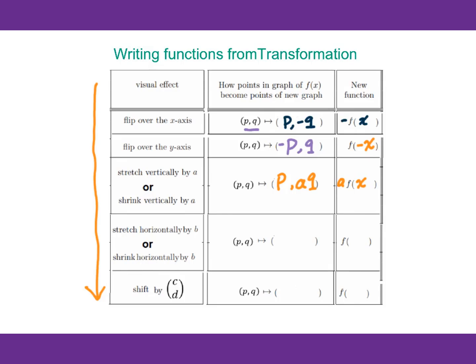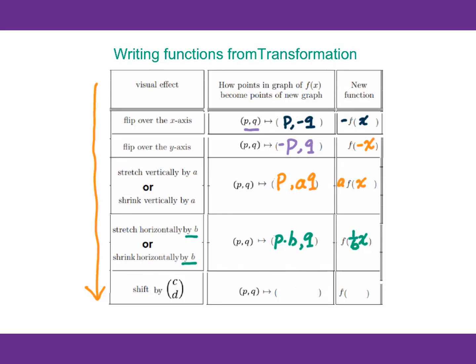Stretch horizontally by b, shrink horizontally by b, which means your coordinate p times this b. The y-coordinate will stay the same. But for the new function, you will get f of 1 over b times x.